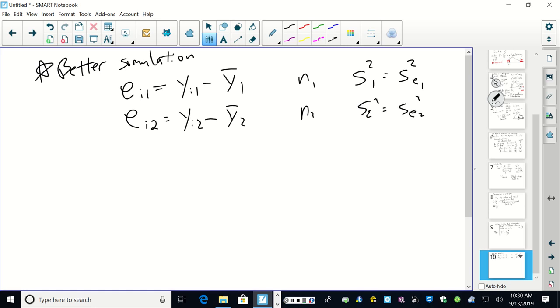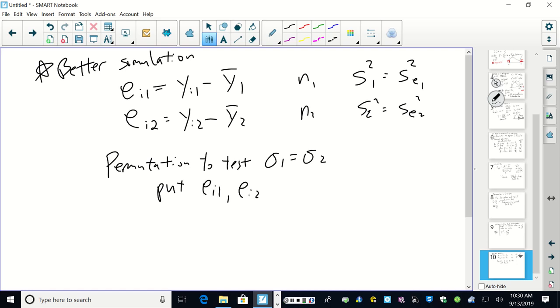Right? So what I would suggest for the permutation simulation, instead of randomly mixing up the y's, because the y's could be small values and large values, so there'd be a mean shift as well as variability. If we only want to focus on variability, then we should get rid of the impact of differences in means. So permutation to test equal variances. Right? And then we can put the E1, E2, all of those values together.